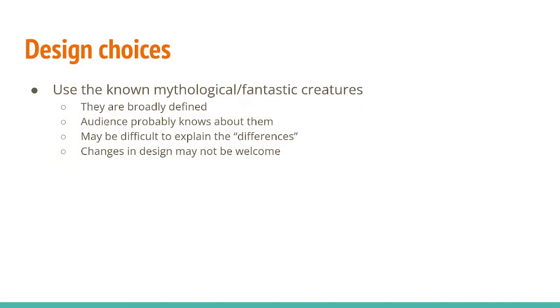Okay. So, the thing is, the audience probably knows about zombies, for example, or these creatures, even though every movie or game tries to give them a different name for some reason. They don't want to say the zombie word, but they want walkers, crawlers, or brain eaters or something like that. But now, the downside when using these mythological or fantastic or sci-fi creatures is it may be difficult to explain the differences that your version has from the template version. So when you create a different kind of zombie, it might be met with resistance. So changes in design may not be welcome.